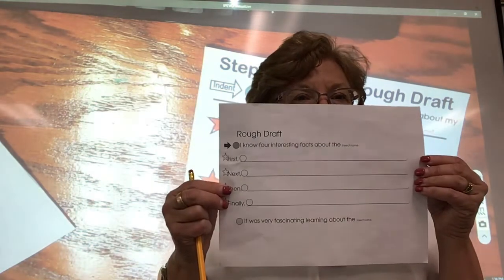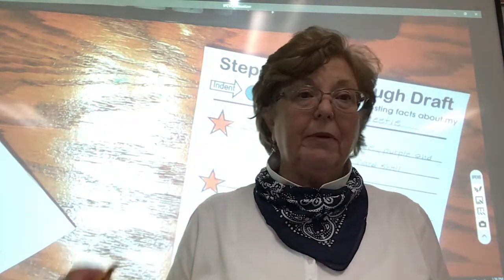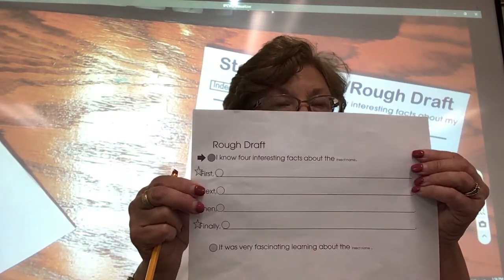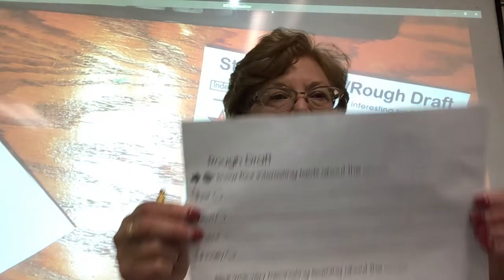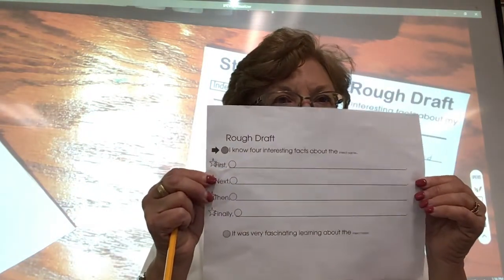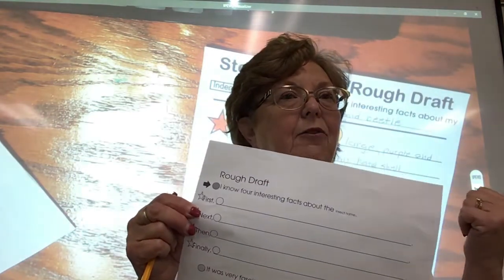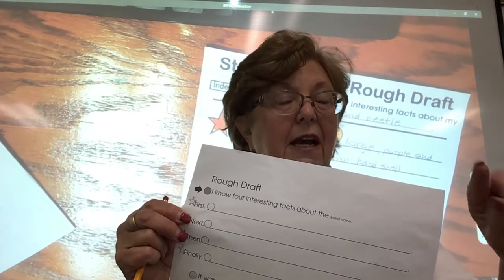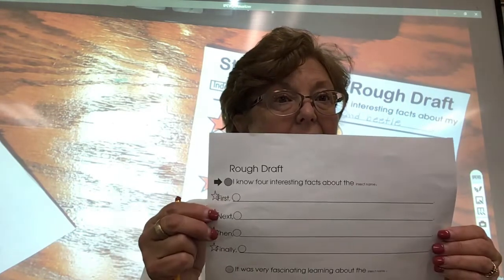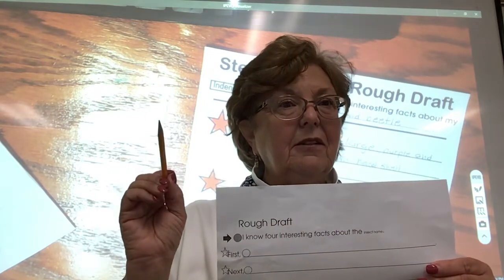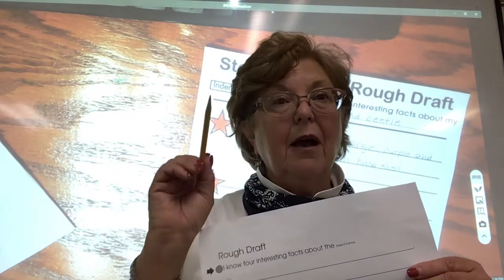All right, today we are going to work on our step up to writing. You should have this rough draft page. The teachers emailed it to all your parents, and we also put it in RenWeb. I believe we told everyone last week that this is what we're going to do on Tuesday. So if you could get this page out, that would be awesome. Also, get out your T-chart that we worked on yesterday and get out your journal. Also, make sure you have a pencil.